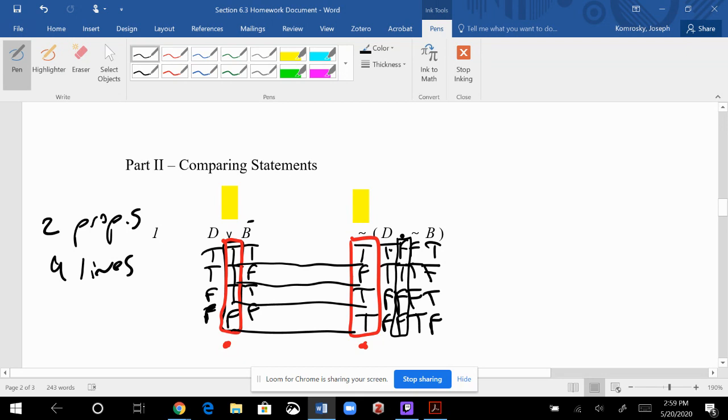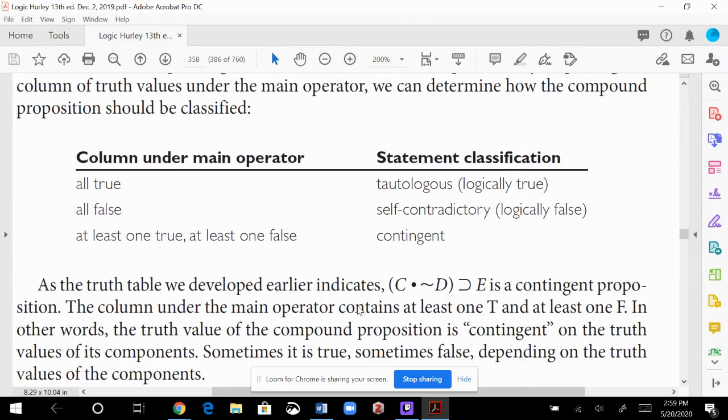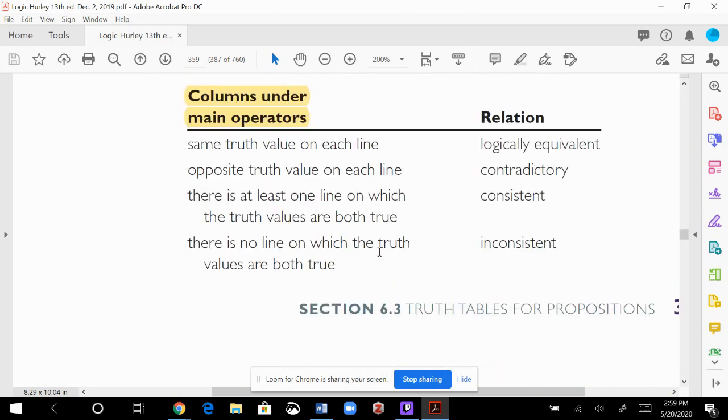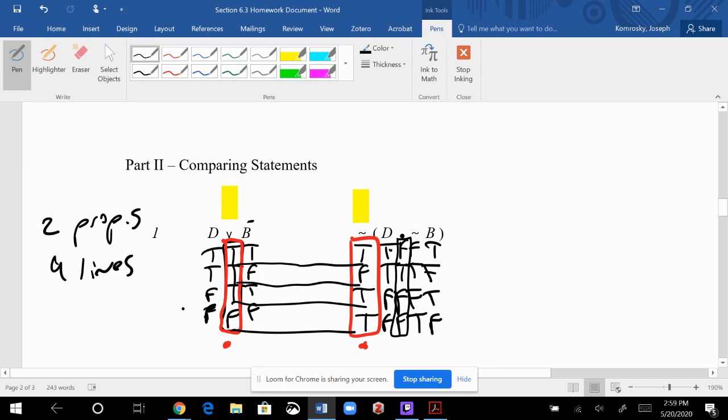And when I'm doing this, let me see here. Same truth value on each line. So I've made a mistake somewhere. Okay, so let me look. Okay, so false. Both sides are true, false. Okay, so true, true, true, false.